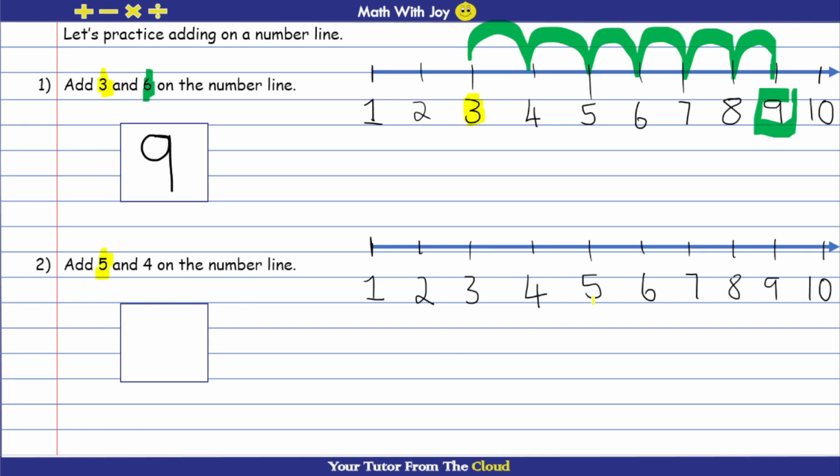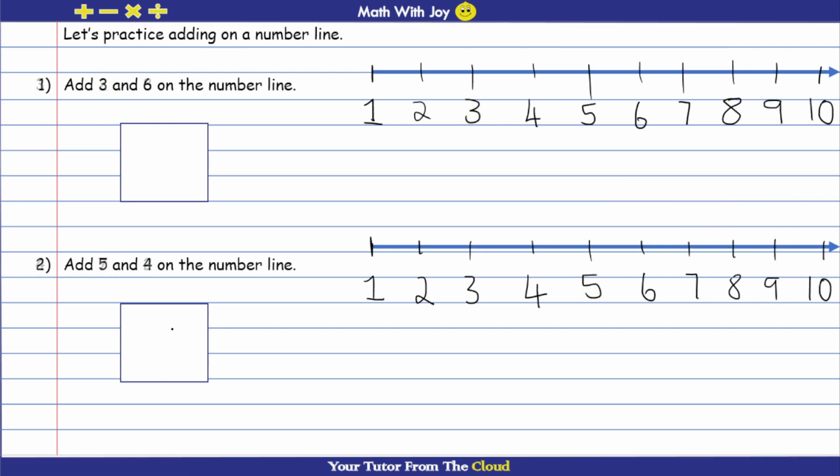So let's find 5 on the number line. Okay. And now the 4 tells us we must move 4 times to the right. So let's go. 1, 2, 3, and 4. So our answer is going to be 9. So you write down 9. So make sure you do have these papers printed out so that you can write on top of them like I am doing.